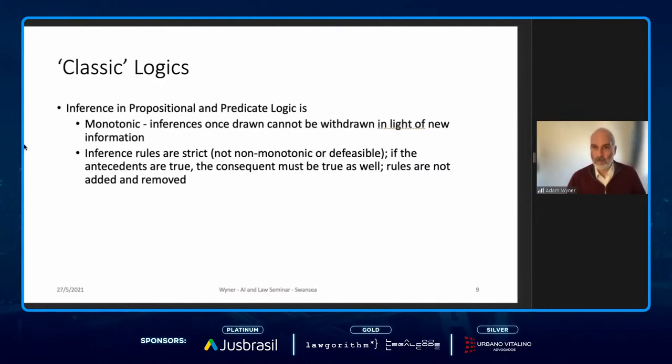An area where monotonic reasoning is extremely useful is in mathematics, right? Once you provide the proof, maybe there's an error in the proof, but you generally would clean it up so that there are no errors in the proof. And then once it's done, you constantly can build and add to this mathematical knowledge. So we talk about these inference rules as being strict. If the antecedents are true, the consequent must be true as well. And we don't add and remove rules. So that's what we generally do in classic logic.